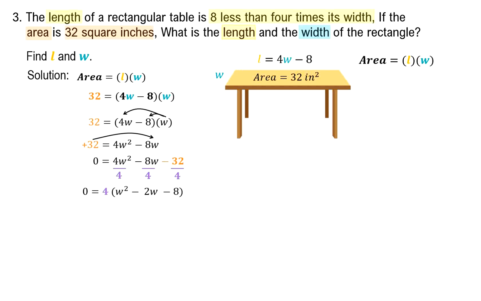Ngayon, ma'am, ito pang naka-close parenthesis ay pwede pa ba nating i-factor? Yes po, pwede pa. Okay, so paano ba natin to i-factor? We can use yung general factoring by general quadratic trinomial wherein A is equal to 1. So, this can be factored as quantity W minus 4 times quantity W plus 2. So, ito na yung factored form niya. Kasama yung 4, okay? So, 4 times W minus 4 times W plus 2.